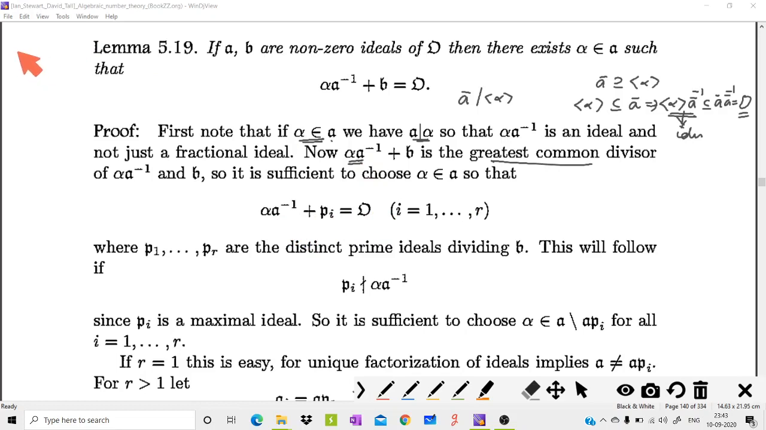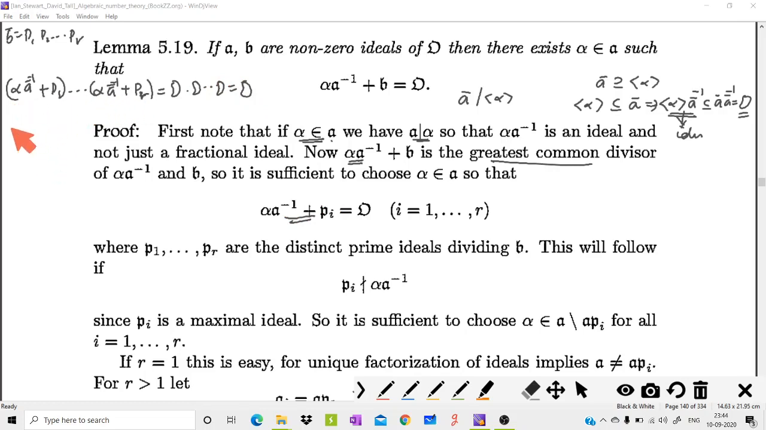Because if you write B as P1, P2, etc., PR, of course there can be some powers also, then alpha A inverse plus P1, alpha A inverse plus P2, etc., alpha A inverse plus PR are each equal to O. Once you prove this result, you can write this product is equal to O times etc. times O, that is equal to O itself.